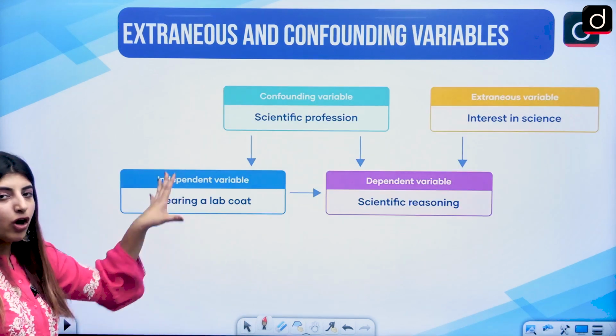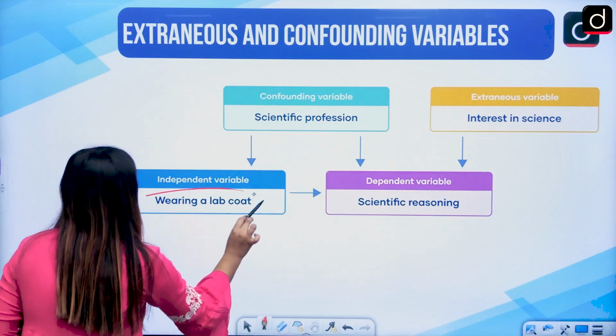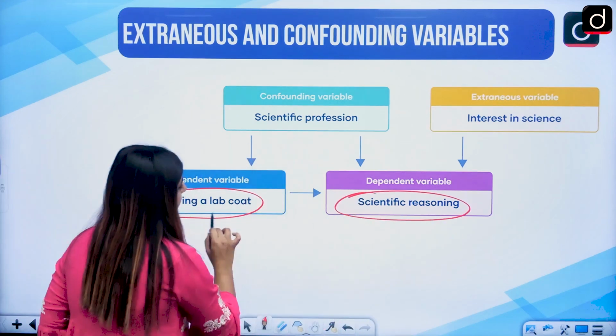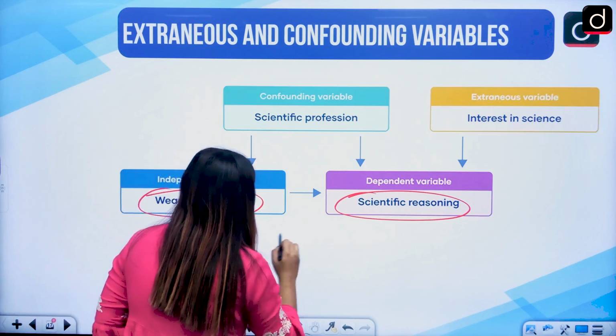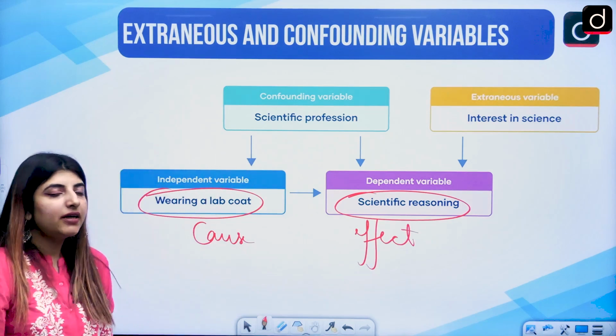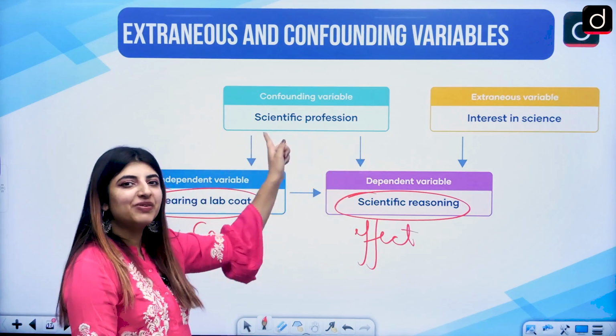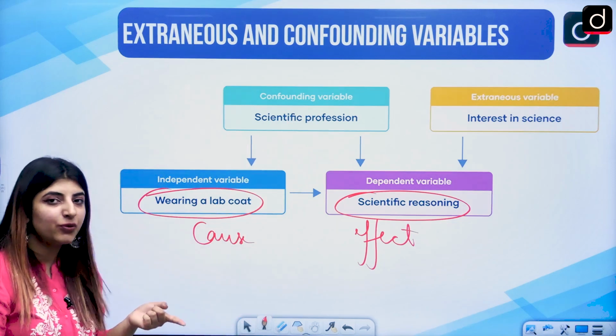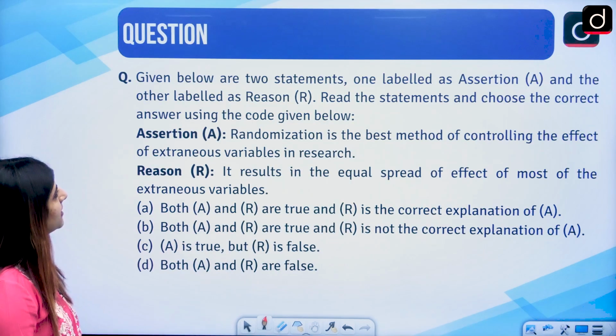Now here, already told you that wearing a lab coat, this is what we wanted to see. This is the cause and effect that we wanted to see. But these other variables were also the ones which were affecting my outcome. Hence, they are known as extraneous variables.